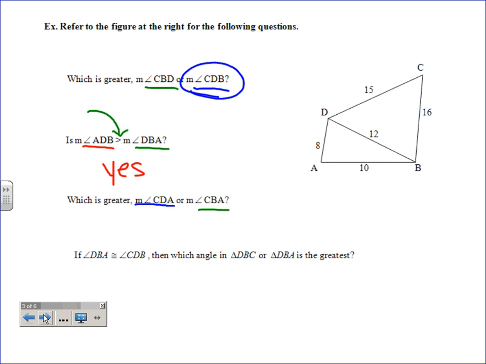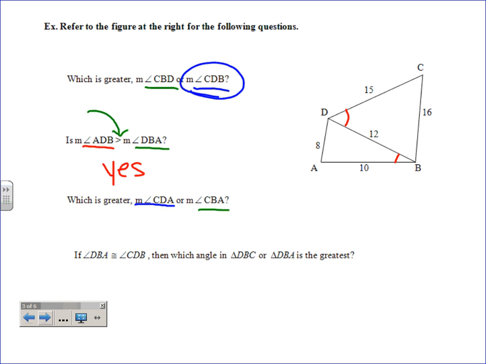Let's go to the next one. It says if CBA. So where's CBA? DBA. I was going to say, where's that? So DBA is congruent to CDB. So that means they have the same measure. Do they look like it? Nope. Doesn't matter. We were just told that they do.